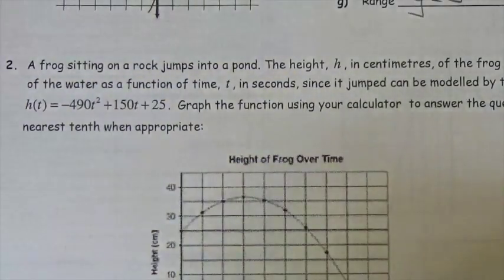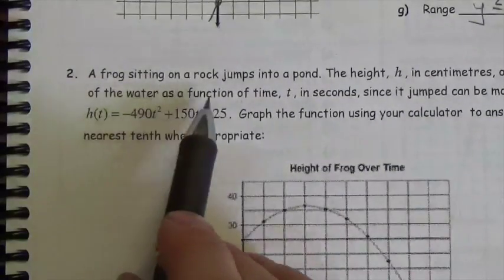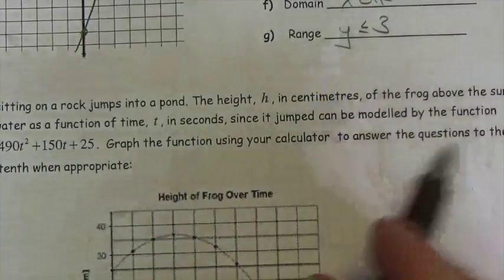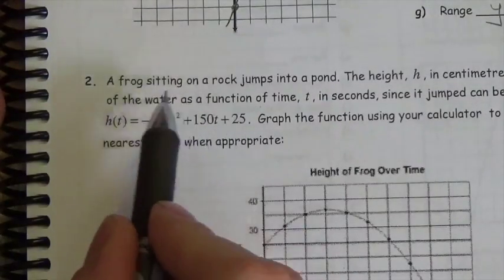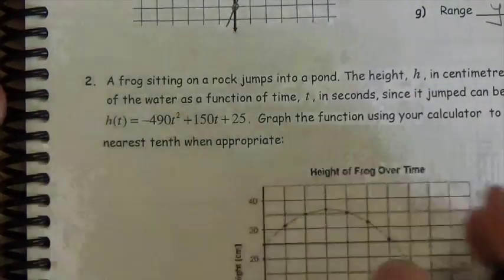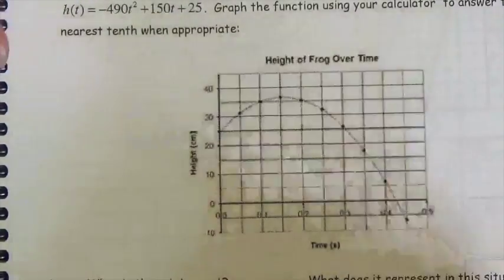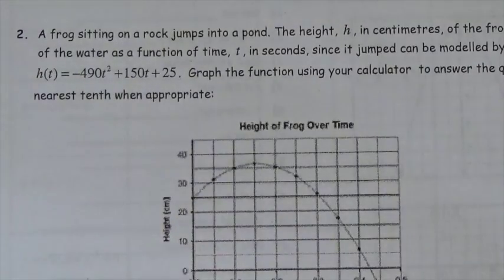The height, h in centimeters, of the frog above the surface of the water as a function of time t in seconds. Well, that's a whole lot to say here. Can be modeled by this function. Basically, we're saying that the frog jumps according to this particular function right here. It's been graphed, and now we're going to ask some questions about it. Now, we're being encouraged to use our calculator here too.